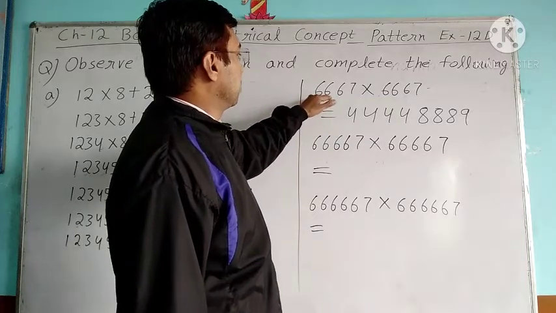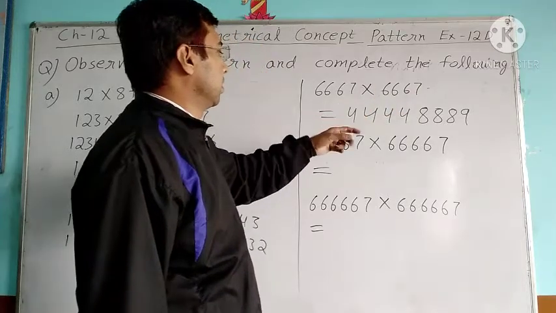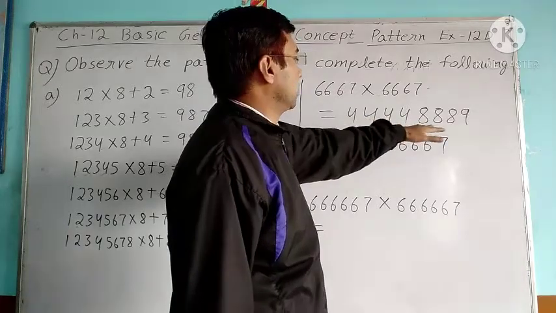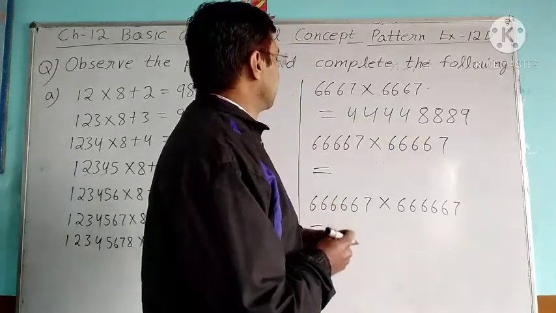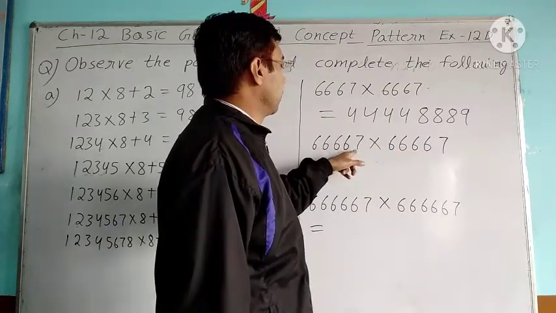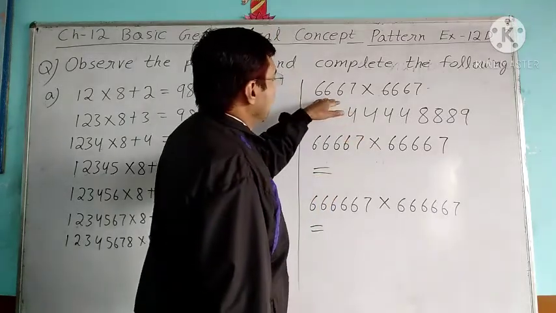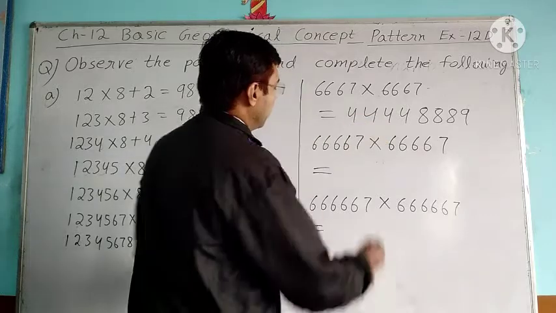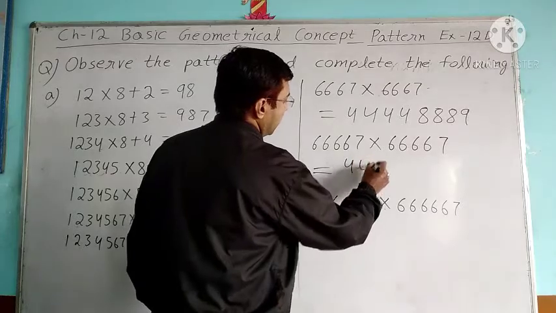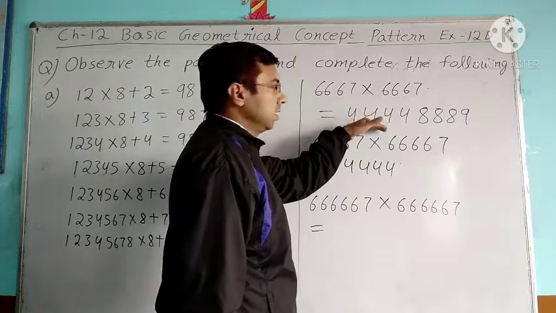Here, 6667 multiply 6667. Clear? Product is, see, 4 times 4, 3 times 8, 1 times 9. Now here 4 times 6, 1 times 7. Clear? What will be your answer? Here 3 times 6 and 4 times 4. So here 5 times 4. We have to follow the pattern of the answer.